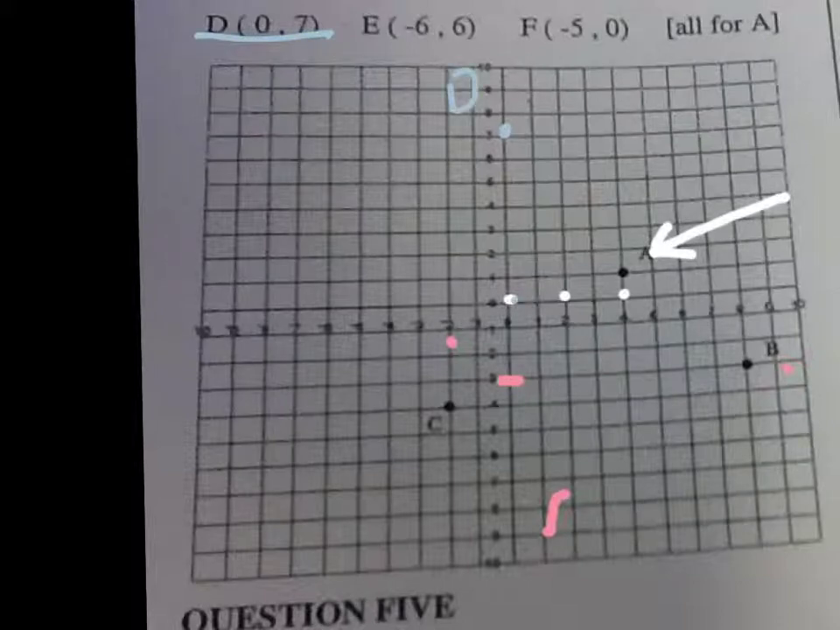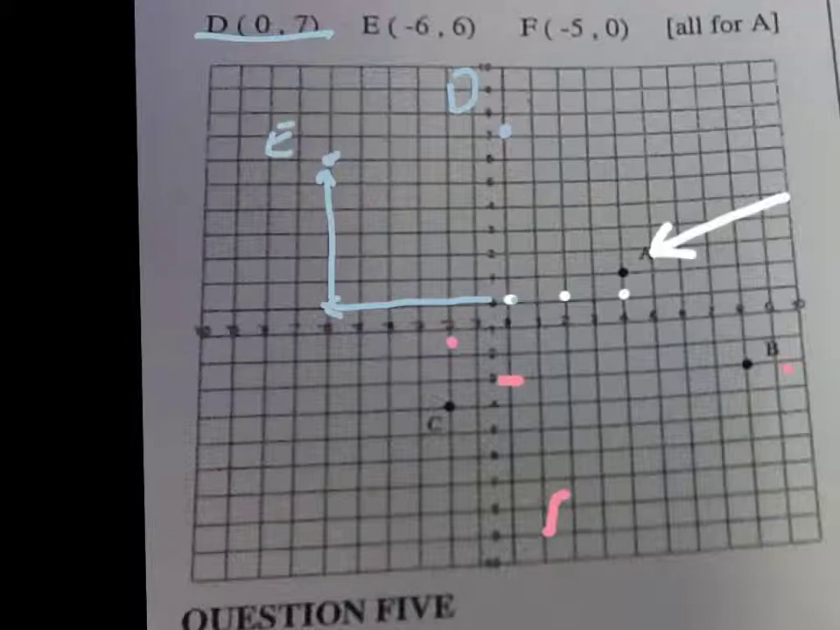E is minus 6, 6. Minus 6 for x means I've got to go to the left 6. And then I've got to go up 6. So left 6, up 6, and my point E is there.